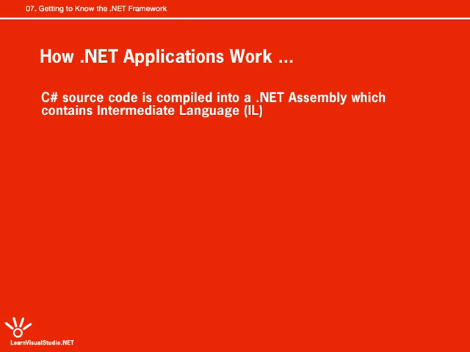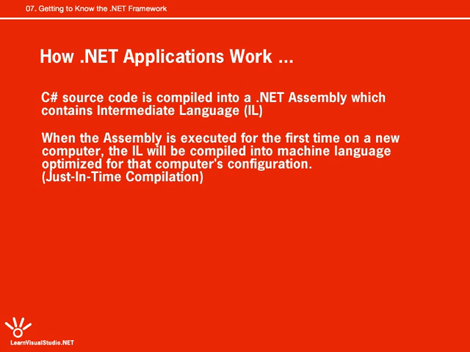So for example, if you were to create a .exe application and give it to a friend who's running Windows 98, the first time the application is run, it's going to compile a special version of your application using the intermediate language inside that assembly, specific to not only Windows 98, but also the specific processor and the amount of memory and things of that nature. It tweaks the application to perform optimally on that system.